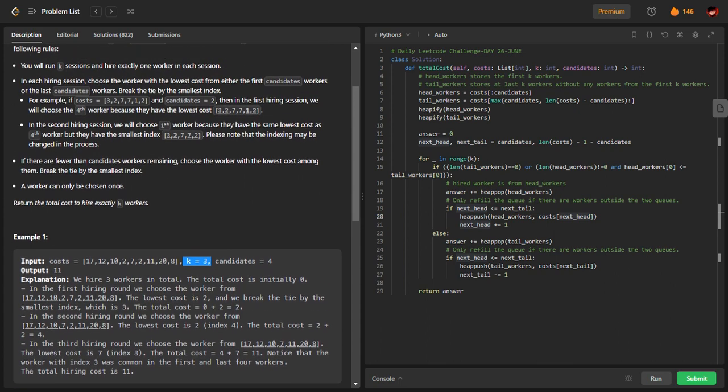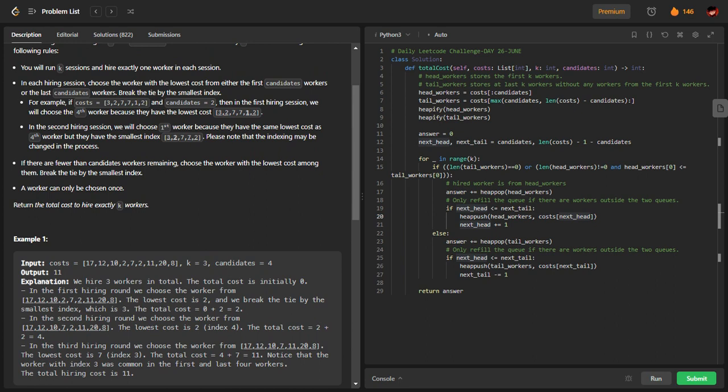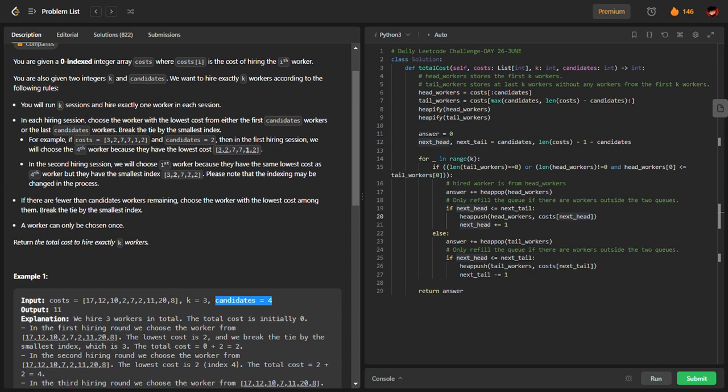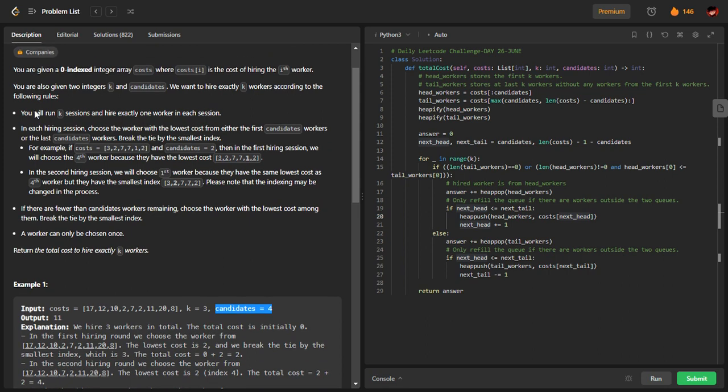That's the basic idea. Now this is another term given to us. Till now we have not seen what the use of this is. We will see that now. You will run k sessions and hire exactly one worker in each session. So there will be k sessions, and in each session we will hire one worker. In each hiring session, choose the worker with the lowest cost.